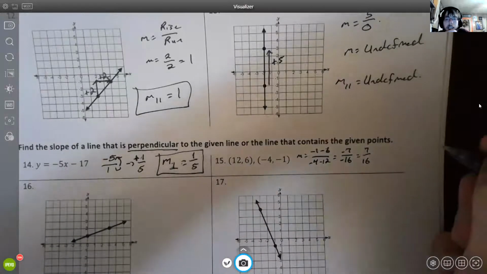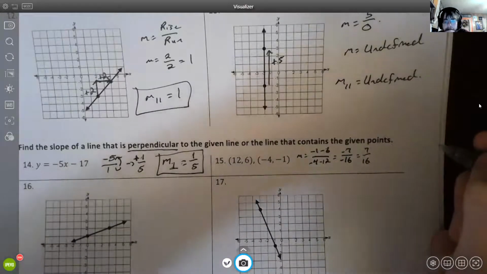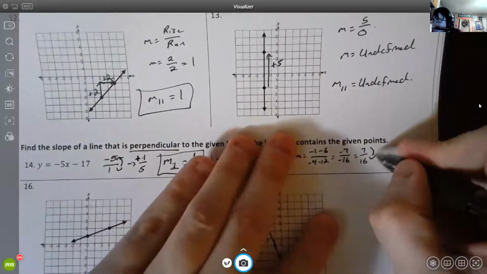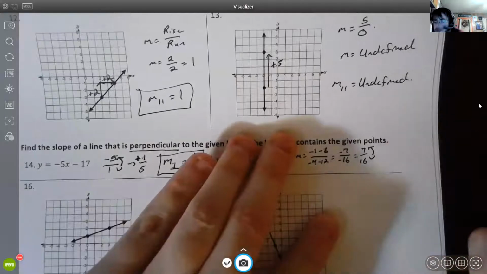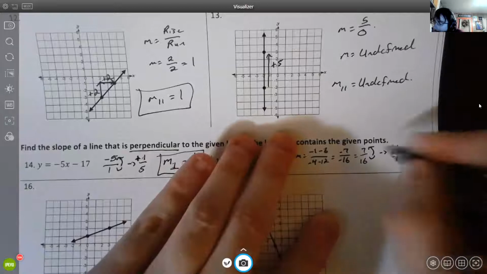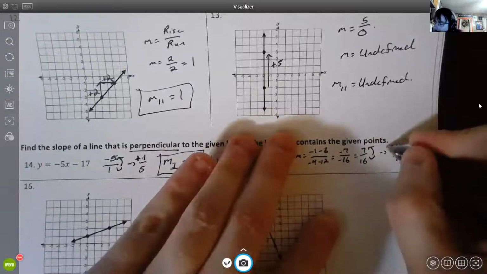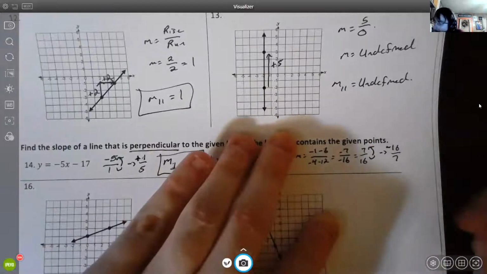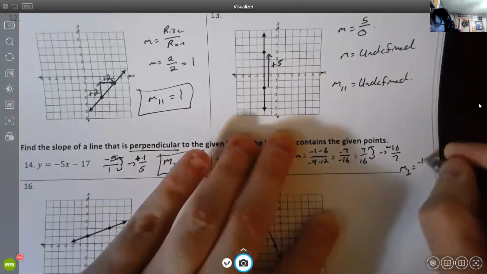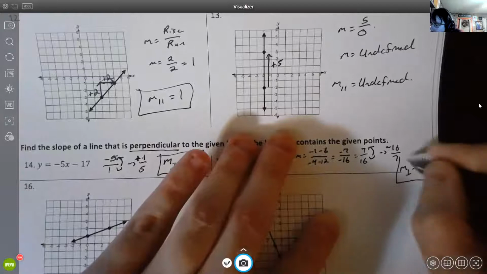But we're not done yet because we want to find the perpendicular slope. We flip the fraction. So we flip 7 over 16 to where it becomes 16 over 7. And then it's positive, so we have to change the sign to a negative. So our perpendicular slope for this one is -16 over 7.